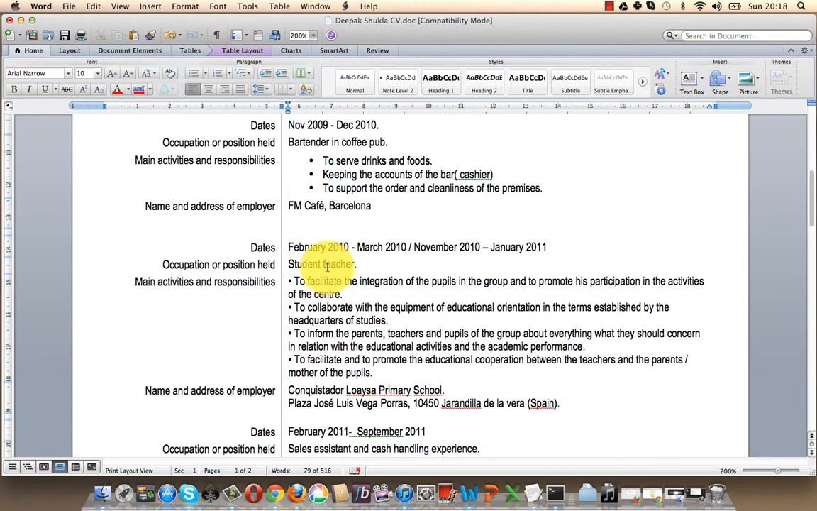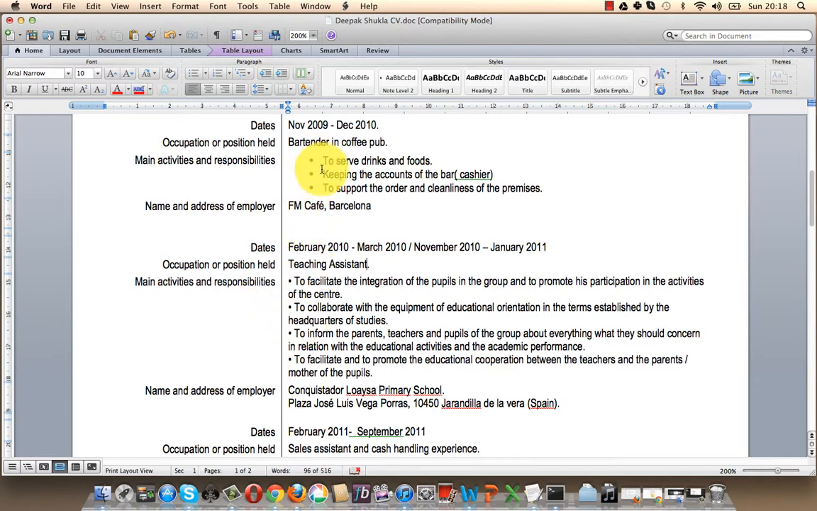So let's keep going. Student teacher. These words clearly contradict each other. So the better thing to do is to put teaching assistant, if that indeed is the job title that you had, or the title that best describes the job that you did there. The other part didn't make sense.